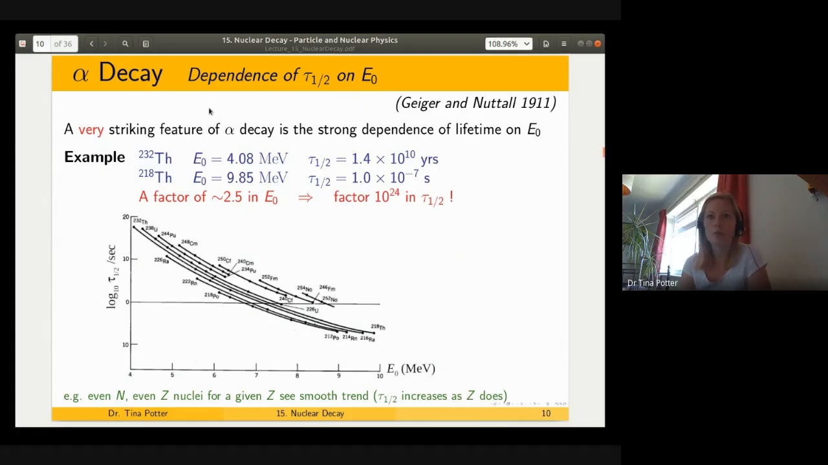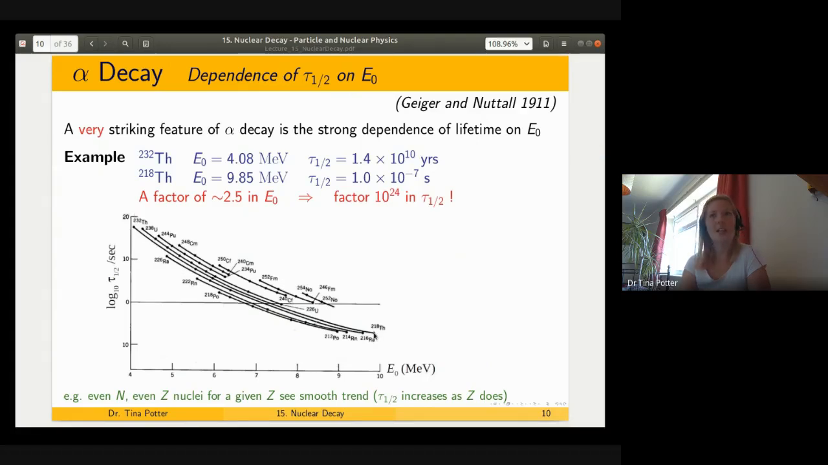So take thorium-232 here. It's sitting up here. The alpha particle that it releases is around 4 MeV, and its half-life is huge. We've said that before. It's about 1.4 times 10 to the 10 years. What, about 14 gigayears here. Absolutely huge.